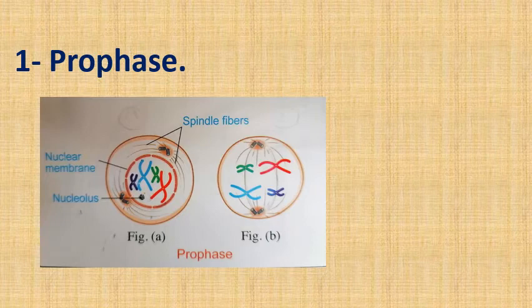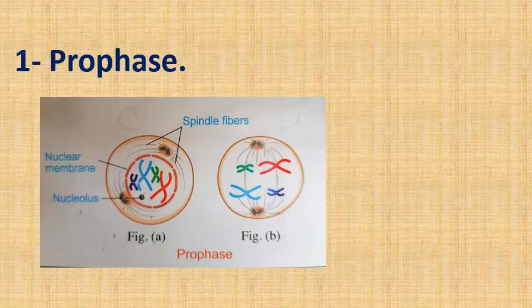Please pay attention and look at figure B. What is the difference here? We can see many things different from figure A. What are the disappeared parts here? Nucleolus disappears and nuclear membrane disappears. This is the end of prophase.